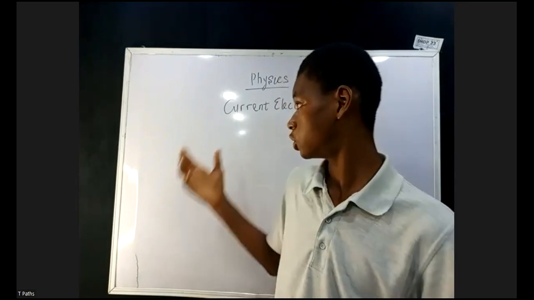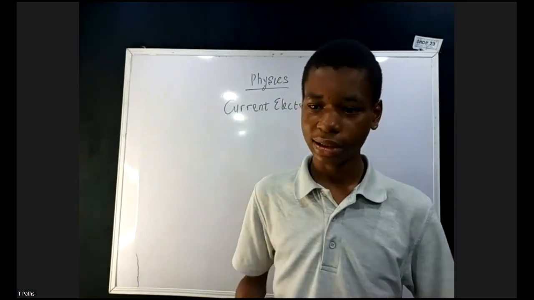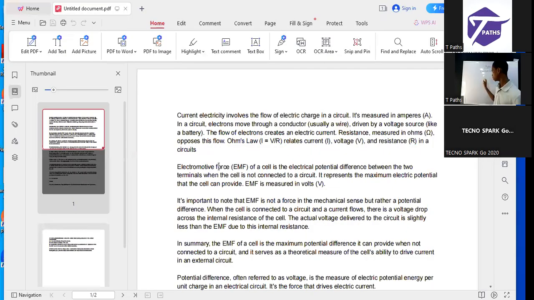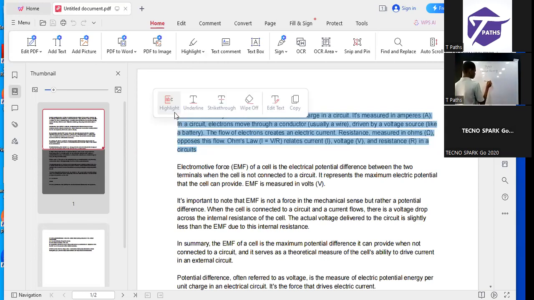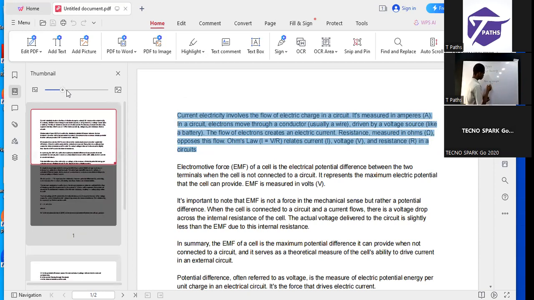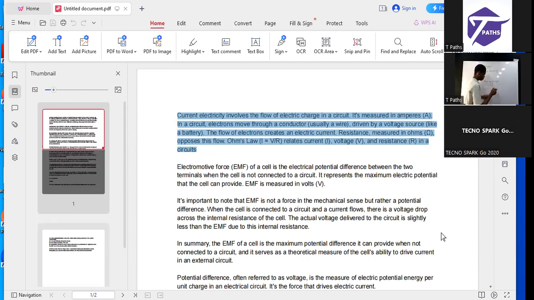So when you're talking about electric current, how do you define it? It's simply the flow of charges in an electric circuit. So you can say it is the flow of electric charges in a circuit. We can also say it is the flow of electrons, because electricity is caused by the flow of electrons. So you can also say it's the flow of electrons through a circuit.